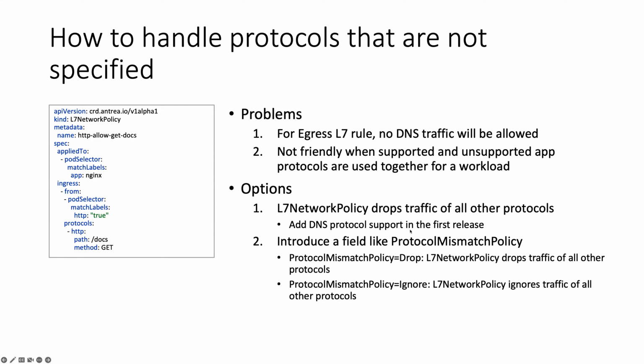I didn't mean that. If in that way, then the layer 7 network policy's meaning will change whenever we support a new protocol, right? For example, we don't support DNS protocol in this first release, and it was not dropped in the first release. And after the user upgraded to the second release, and we add DNS support, then the same policy will drop DNS protocol.